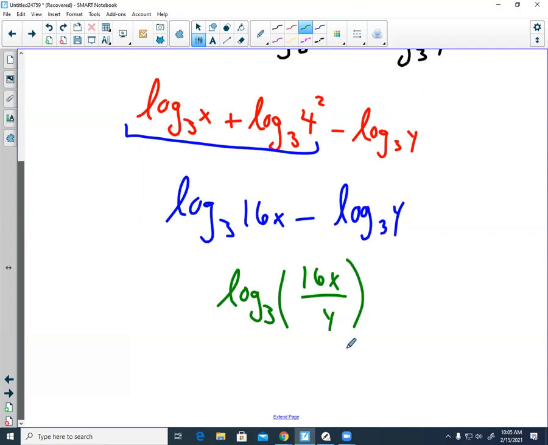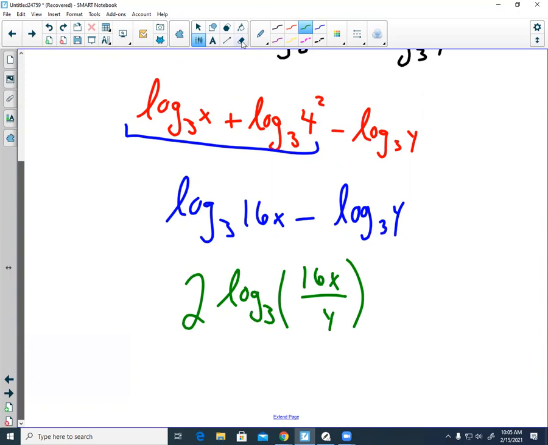Wait, if you just do 2 log 3. So the only issue is when you put the 2 in front of here, using the power property. That means this 2 would then have to go out here, which means that 2 would be distributed to every single thing on the inside. So you have to take care of that first.